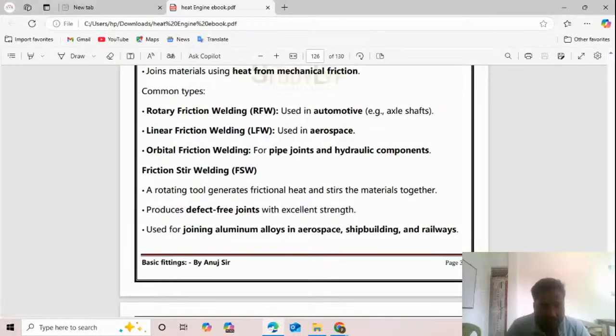Rotary friction welding is used in automotive and axial shafts, linear friction welding is used in aerospace, and orbital friction welding is used for pipe joints and hydraulic components. Friction stir welding uses a rotating tool that generates frictional heat and stirs the material together, producing defect-free joints, and is used for joining aluminum alloys in aerospace, shipbuilding and railways.